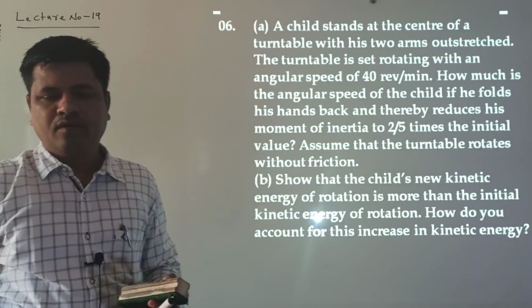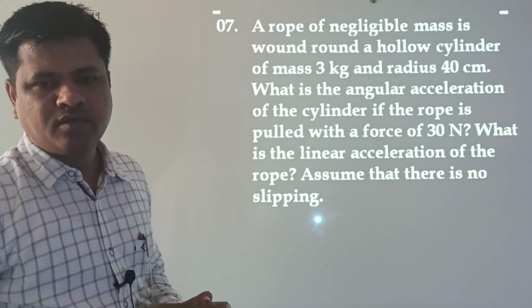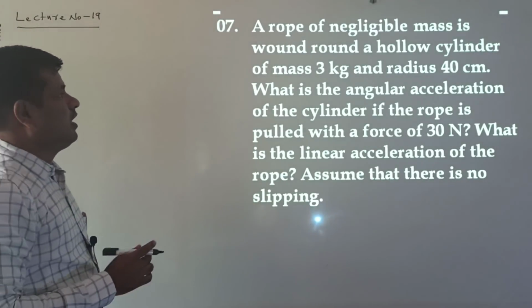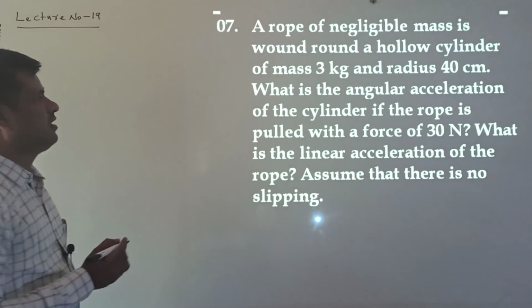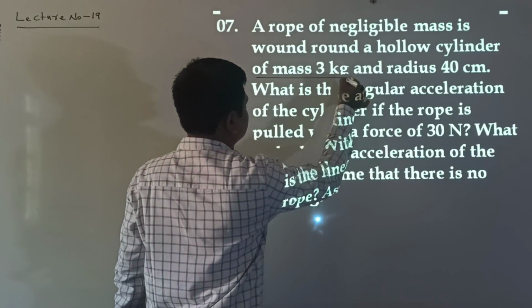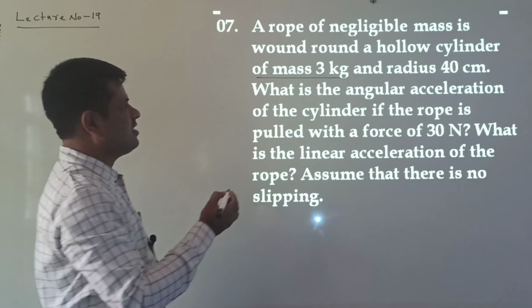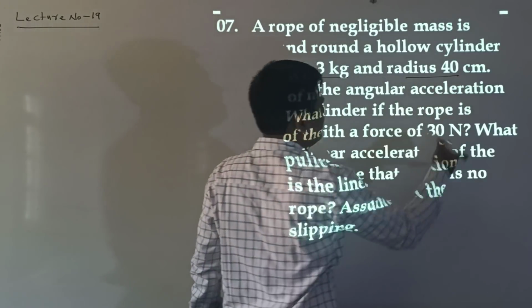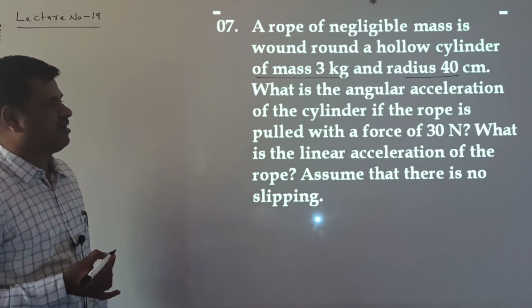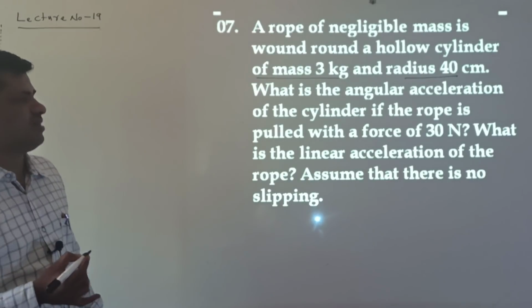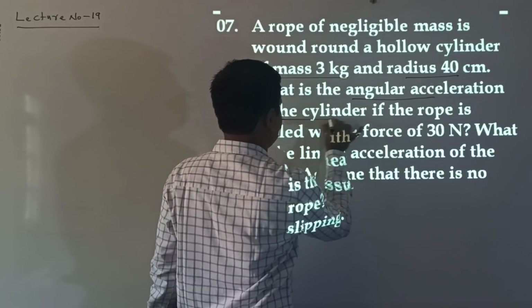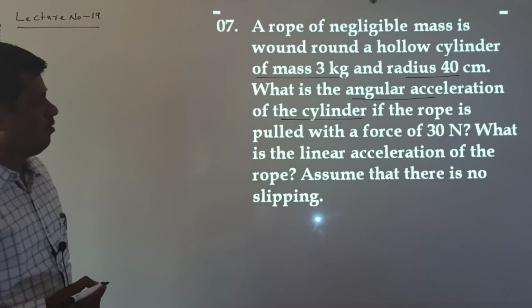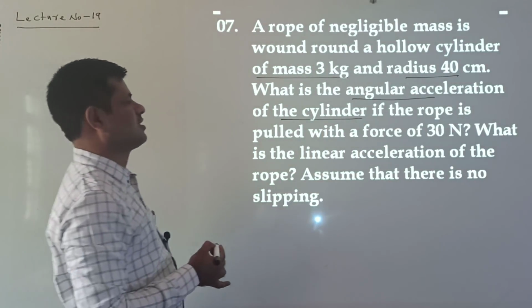Next, I am going to the seventh numerical. A rope of negligible mass is wound round a hollow cylinder. The hollow cylinder's mass is given as 3 kg and the radius is 40 centimeter. What is the angular acceleration of the cylinder? First, angular acceleration is asked. The rope is pulled with a force of 30 Newton. Force is also given.